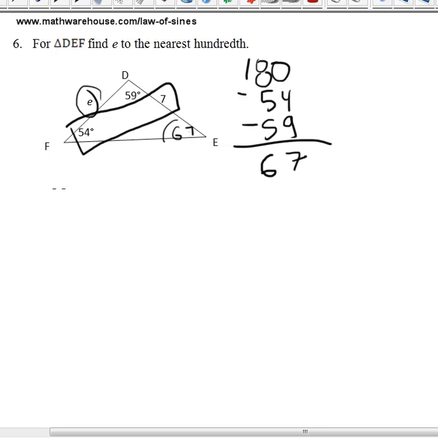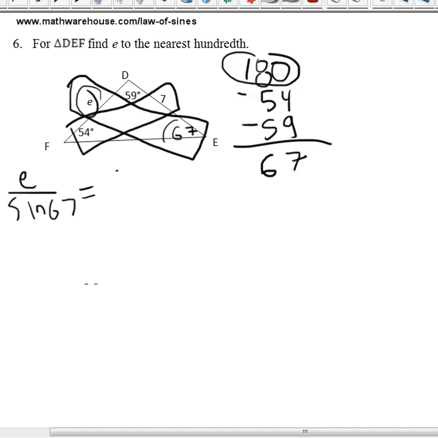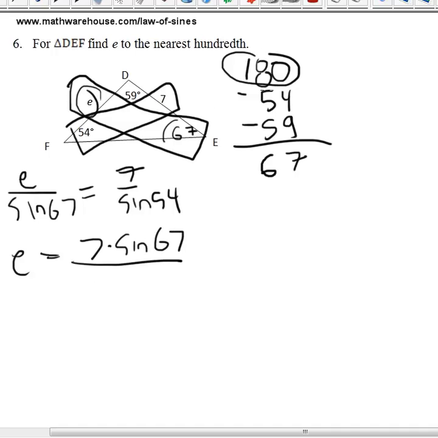So just remember, when this problem will probably surface in your class if you're learning this, if you're given two angles, you can always use an old formula, the sum of the interior angles formula, to get the third angle. Once we have this third angle, we can use the law of sines. We're trying to find a side length, so put the side lengths on the top of the formula. E over the sine of 67 equals 7 over the sine of 54. You know the drill, cross multiply, and use your calculator.